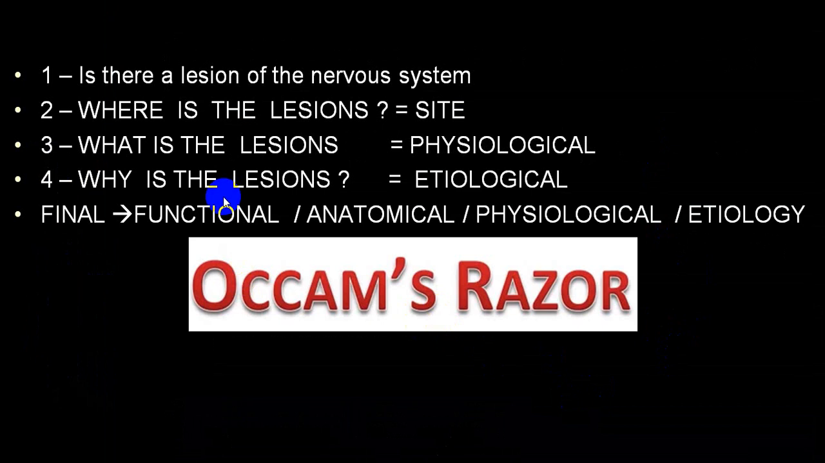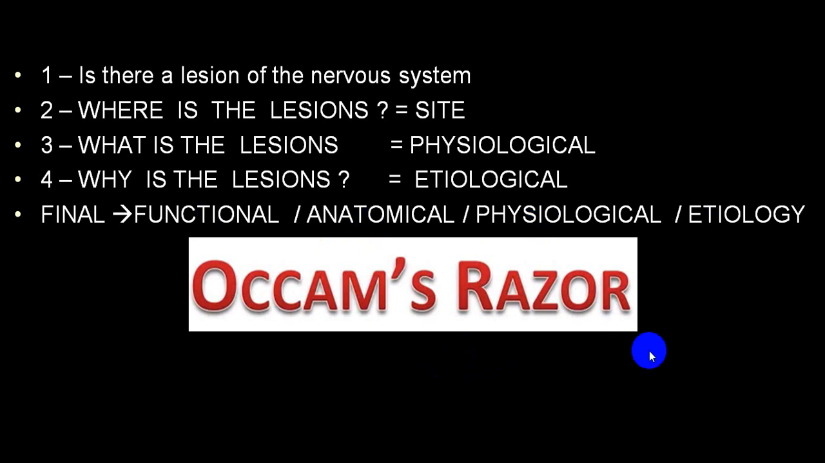First thing, always try to identify: is there any CNS lesion? Is it due to the nervous system or not? And then we try to answer these questions. Where is the lesion? That is site. What is the lesion? That is physiological. Why is the lesion? That is etiology. And then we put the final diagnosis, which will include everything: functional, anatomical, physiological and etiological.